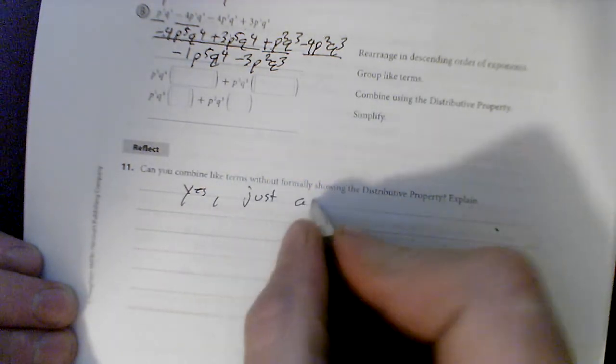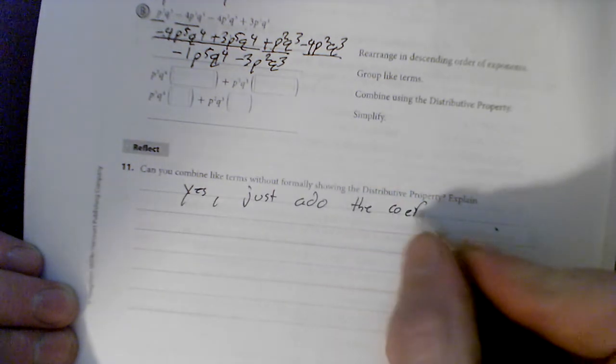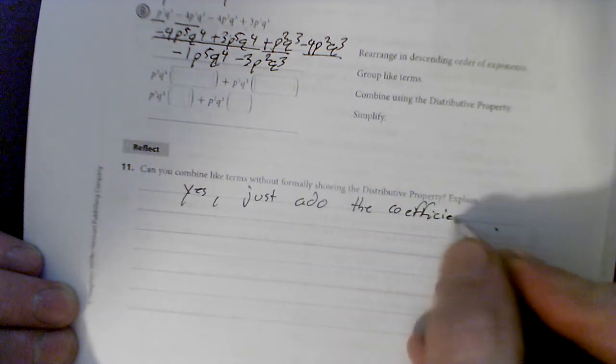Can you combine like terms without formally showing the distributive property? Yes. Just add the coefficients. Alright. So here's some examples. I'll show you.